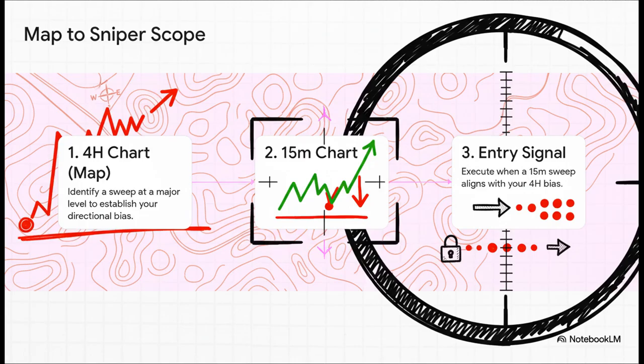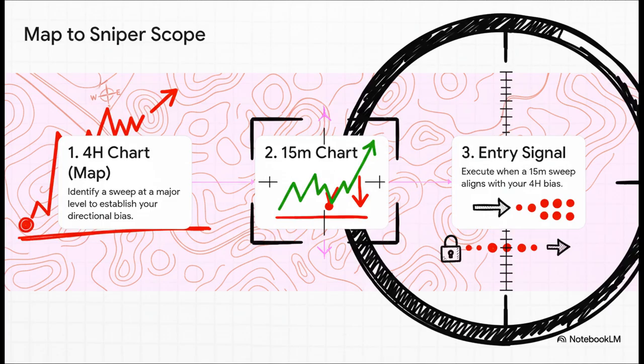So here's exactly how it works in practice. Let's say you're on your 4-hour chart. This is your map. You see price sweep a major red line and print a big red dot. Okay, your bias is now bearish. The big players are leaning short. But you don't jump in yet.